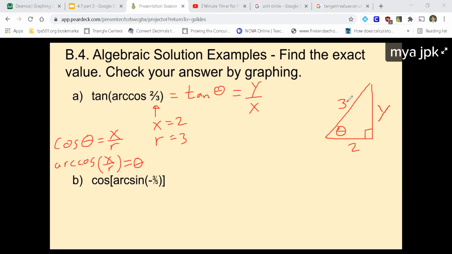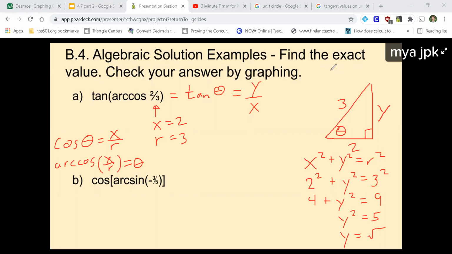I know this side's 2. I know this side's 3. How do I find the third side of a triangle? Yeah, Pythagorean theorem. X squared plus y squared is r squared. So if we plug in, 2 squared plus y squared is 3 squared. 4 plus y squared is 9. Which means y squared is 5. Which means y is the square root of 5.